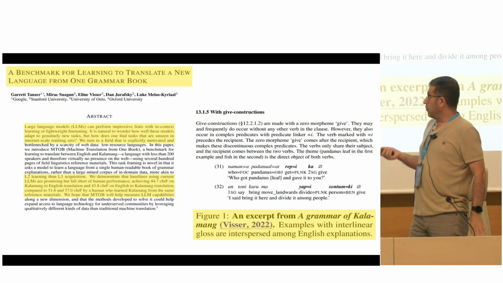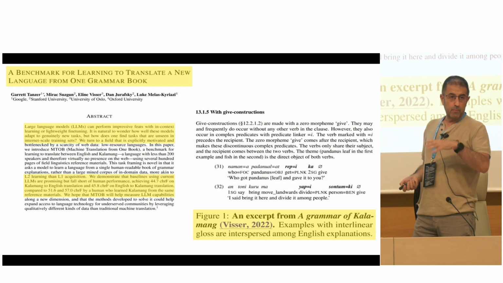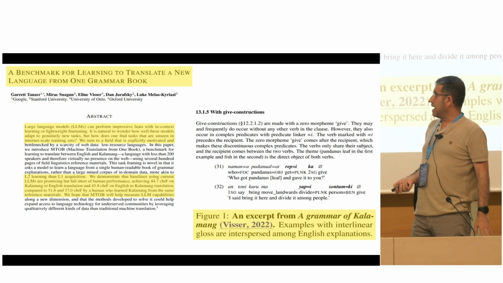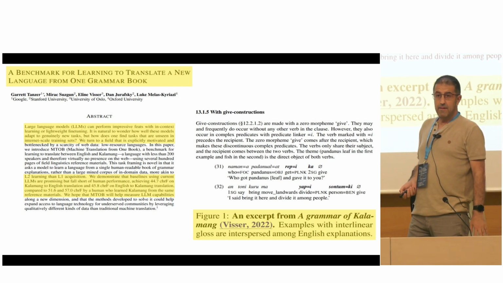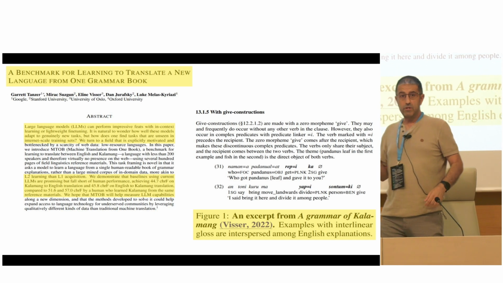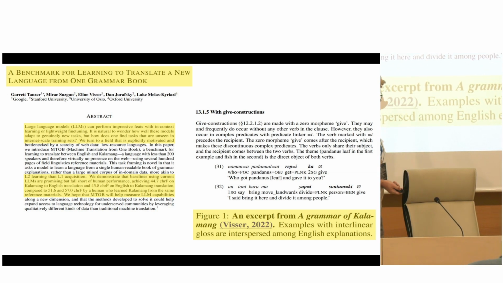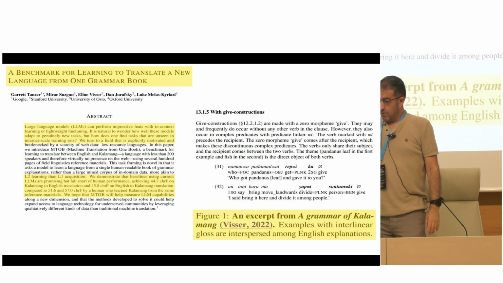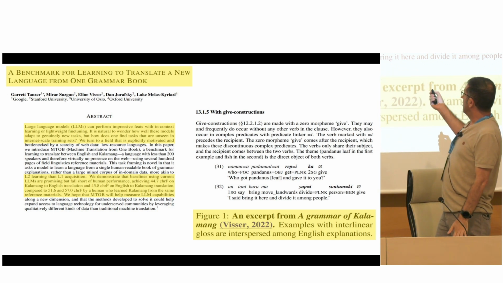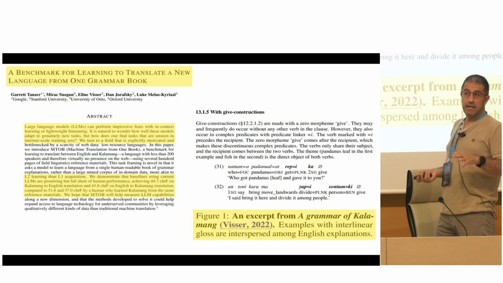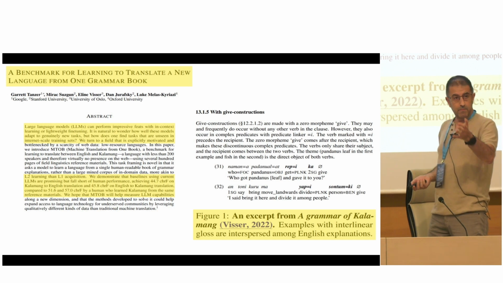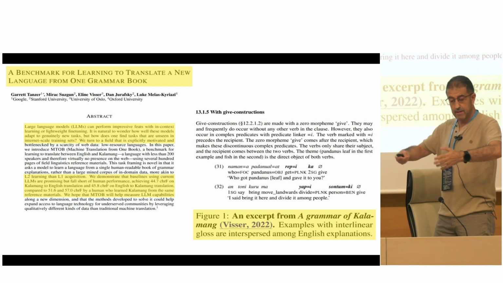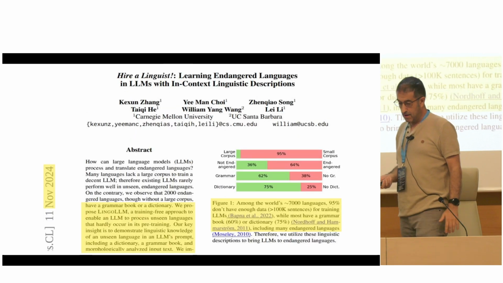So this paper worked with Kalaman, which is a language spoken in Papua New Guinea, in Indonesia, and they proved that the grammar was useful and that by adding that to the prompt of the model, the performance of the model in machine translation improved a lot. So here you have an example of the grammar. Usually the grammar is written in a dominant language, for example, English or Spanish, and the grammar book describes the language itself.